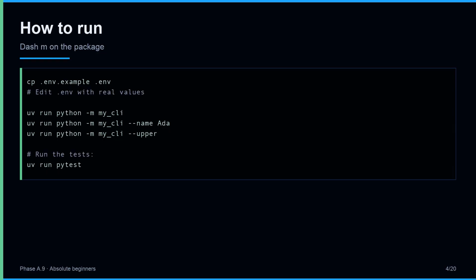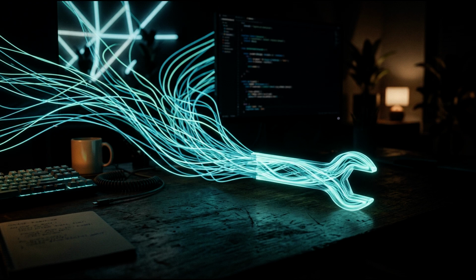Run the tool with uv run python -m mycli. Pass command line arguments after the module name, --name eta to personalize the greeting, --upper to uppercase the result. The -m flag runs the package's dunder main file with the package context set up, which is what makes the relative imports work. -m on the package. Everything from this phase comes together in a single program you can run from the terminal.